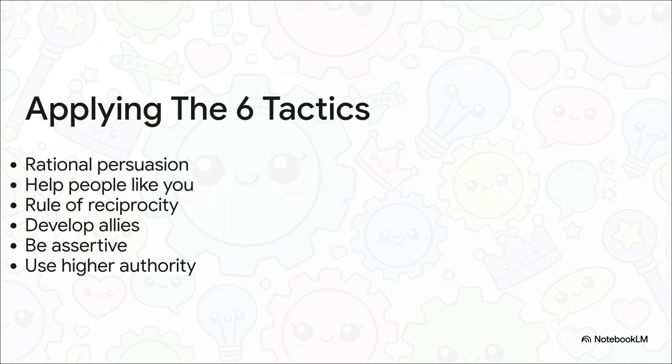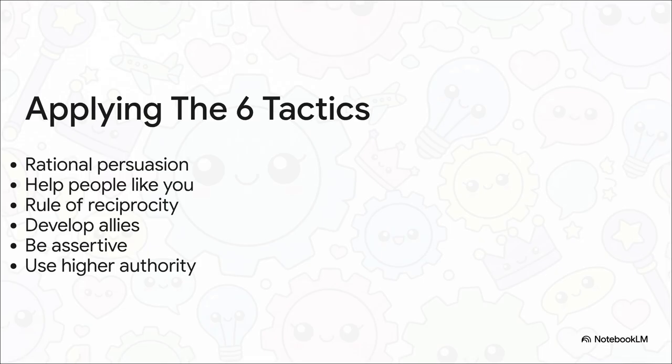Let's look at how to actually apply these in a practical learning-by-doing scenario so you could literally use them tomorrow. Tactic 1 is use rational persuasion. In a business setting, this means bringing hard, verifiable data to a meeting to mathematically prove why a new marketing budget is necessary, rather than just saying, hey, I think it's a good idea. Tactic 2 is help people like you. Just show genuine interest in their lives.